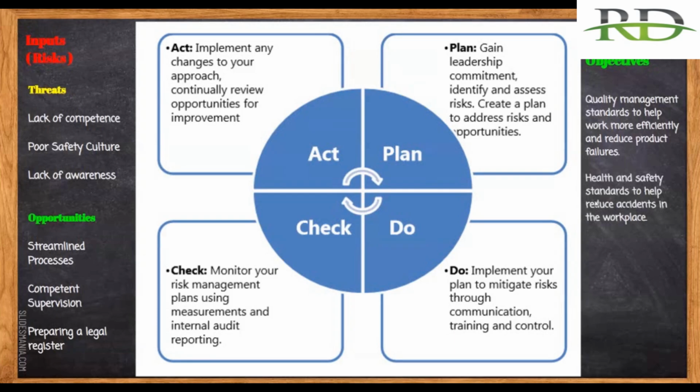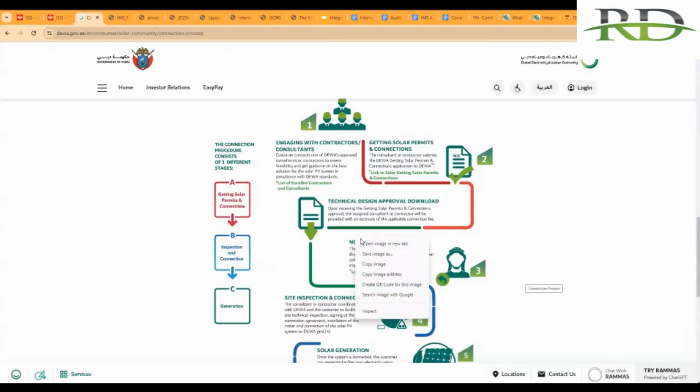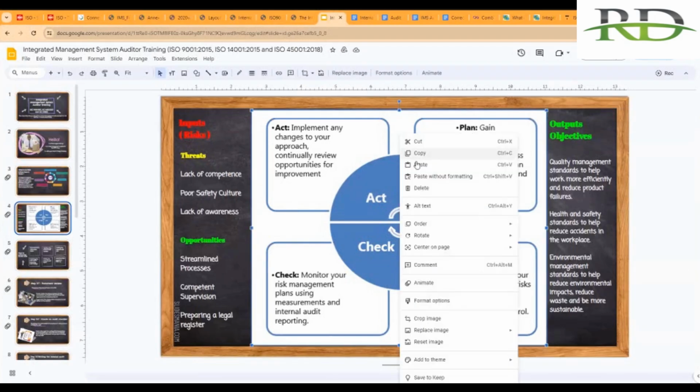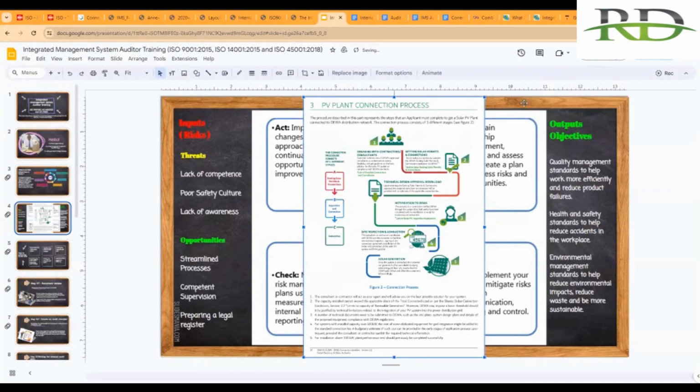You're going to reduce workplace accidents, and you're also going to reduce environmental impacts and become more sustainable. So this is exactly what happens. And to show you exactly how this happens, what you're looking at here, ladies and gentlemen, is literally the same as this. So you see, this is now what you need to do here. So this is now the process, okay?